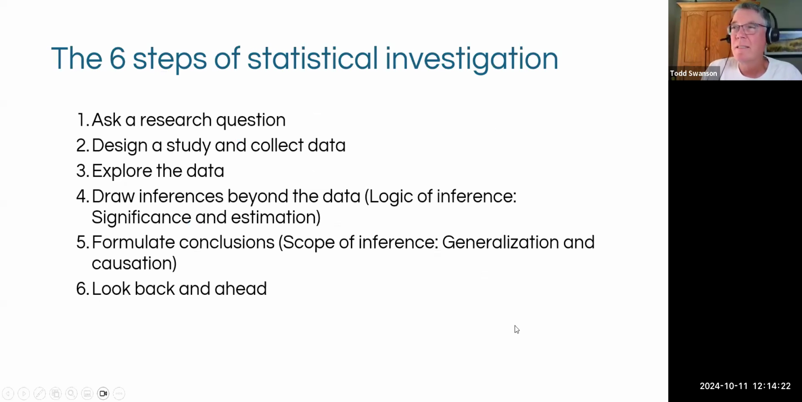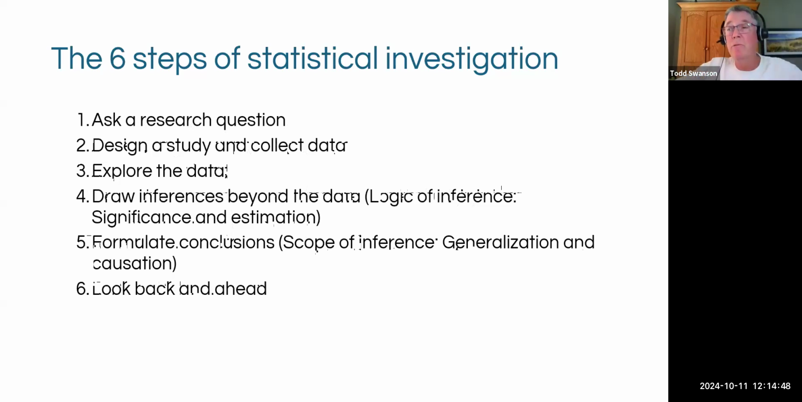All right, 6 steps of statistical investigation. Ask a research question. Design a study and collect the data. And then explore the data. Look at means, look at proportions, look at graphs. And then you do the inference. That's the test of significance or the estimation, doing confidence intervals. Then formulate conclusions. That's the scope of interest.